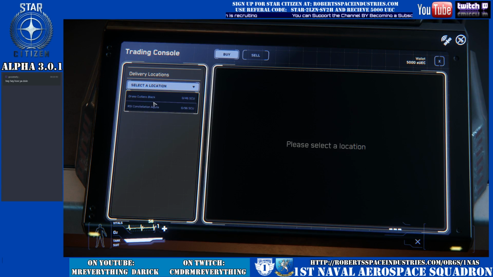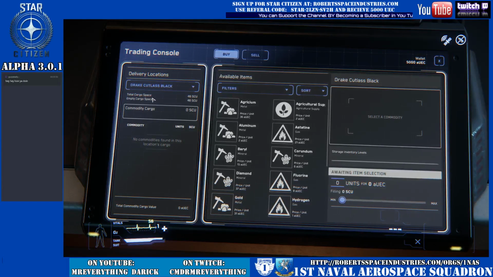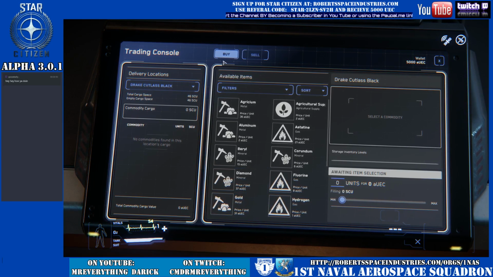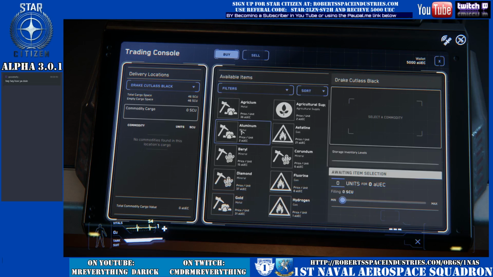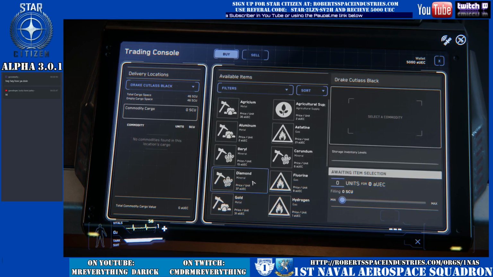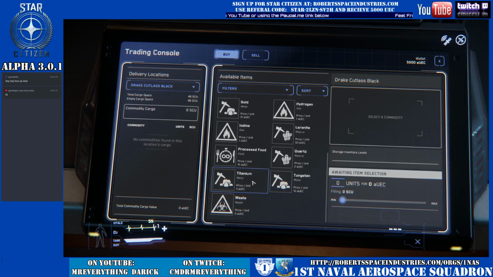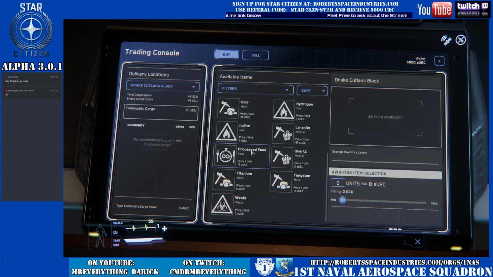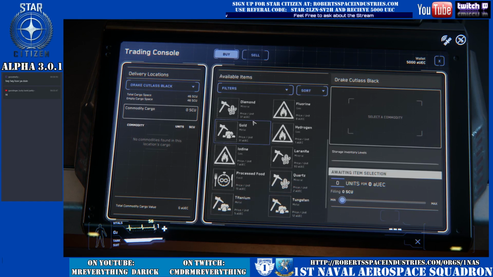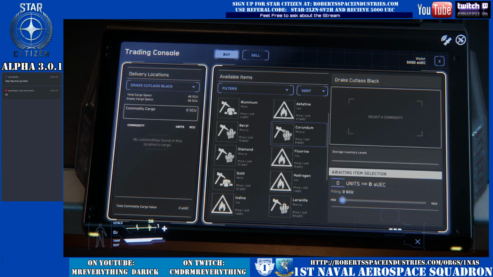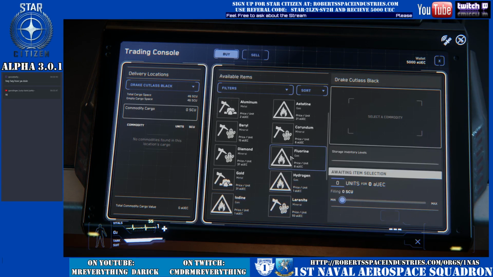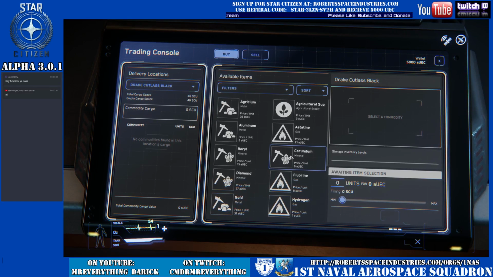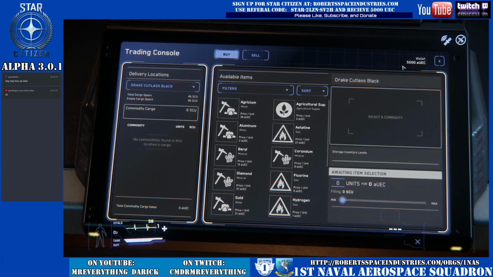Okay, select the location. The Cutlass, of course. Oh, I've been away, so I don't know. Yeah, we're buying. I don't want to buy here. I want to sell here. Okay. There's nothing here I want to buy. Not even waste. Ooh, not even processed foods or iodine. All that's overpriced. Yep, I'm not going to buy anything here.